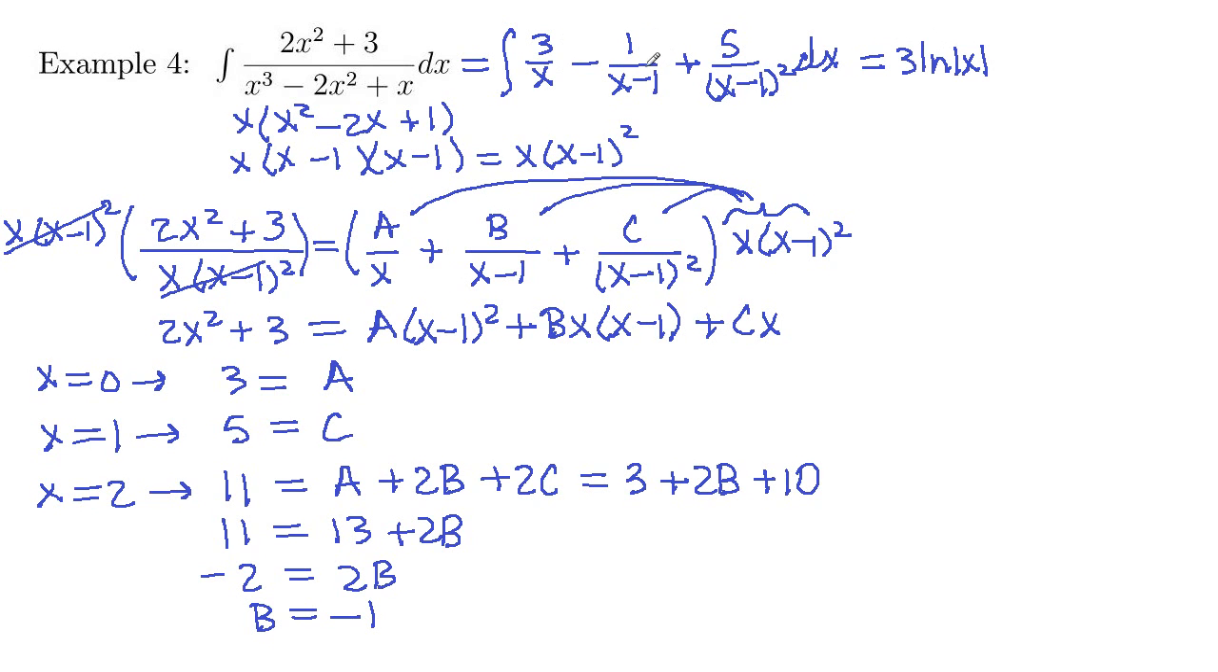This looks like g prime over g, right? Derivative of x minus 1 is 1. So minus ln absolute value of the denominator, x minus 1. And then the antiderivative of 5 over x minus 1 squared. So the 5 we can pull out in front. We've got 1 over x minus 1 squared.